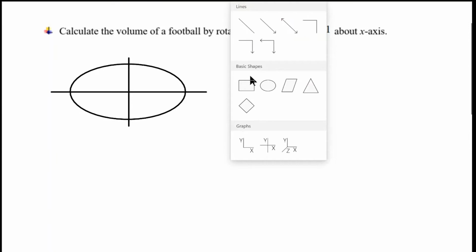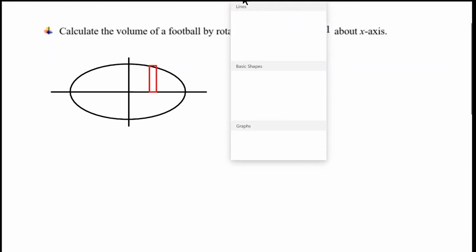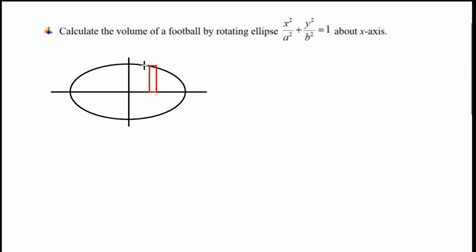Okay, now then we have to rotate this thing, so I'm gonna draw the rectangle. Let's say about there. My rectangles are usually red, and then of course I use green to rotate this thingy. So we're going to have this kind of shape.